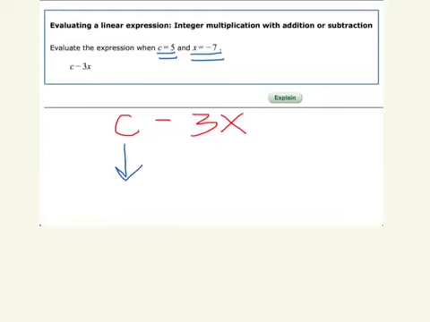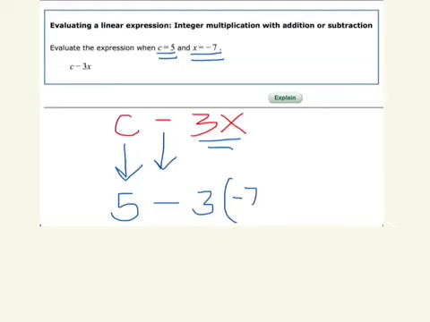So here we go. Instead of just writing c, I'm going to write its equivalent value, which is 5. The problem then tells us to write minus, and then we've got 3 x's right here. Well, here's 3, and x is equal to negative 7, so I am going to have to multiply 3 times negative 7. Alright, so 5 minus, and 3 times negative 7 would be negative 21.